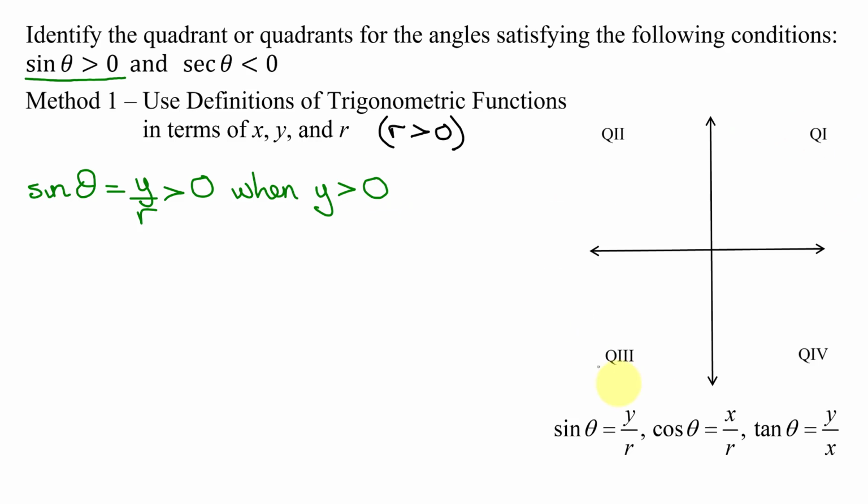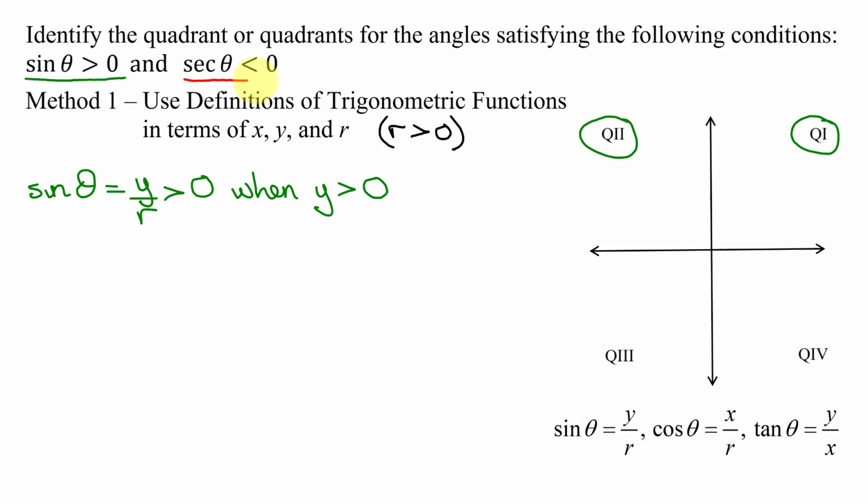And in which quadrants is the y value positive or greater than 0? Those are the quadrants above the x-axis. So that is true in quadrant 1 and in quadrant 2.